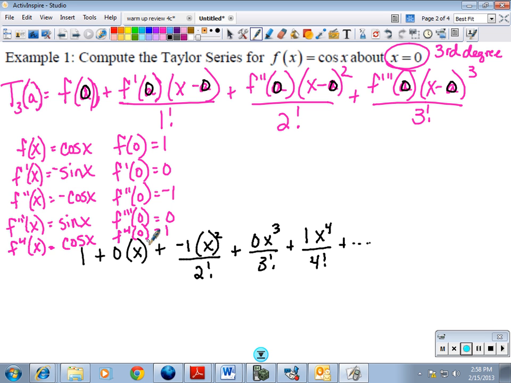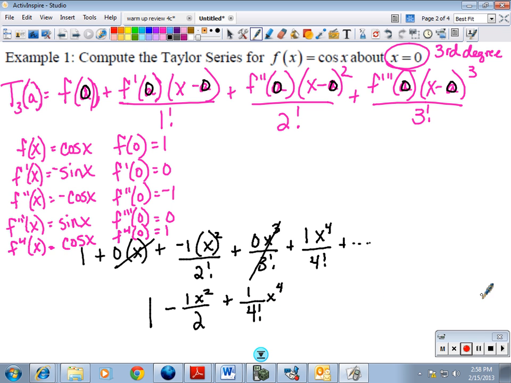Clean it up a little bit. This one's gone, this one's gone. So it's 1 minus 1 x squared over 2 factorial, which is 2, plus this one's gone. 1 over 4 factorial is 4 times 3 times 2 times 1. Let's just leave it 4 factorial. I'm good with that.